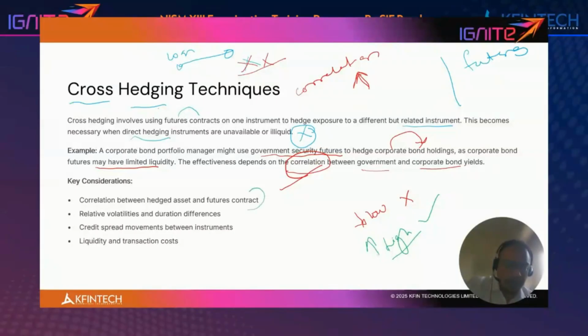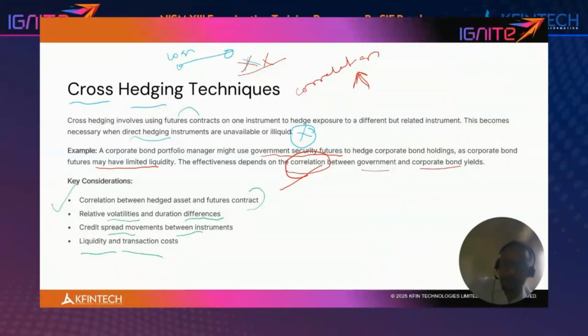So it's mentioned: the correlation, relative volatilities and duration differences, credit spread movements between instruments, and liquidity and transaction cost. So we will take this very example which is given over here and I will explain this in brief with the help of an example. Let's say I have bought a corporate bond, say ONGC's bond, at say 7%, 10-year maturity.